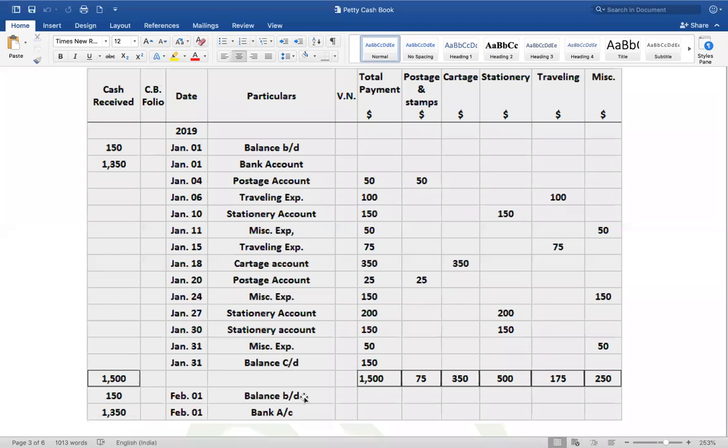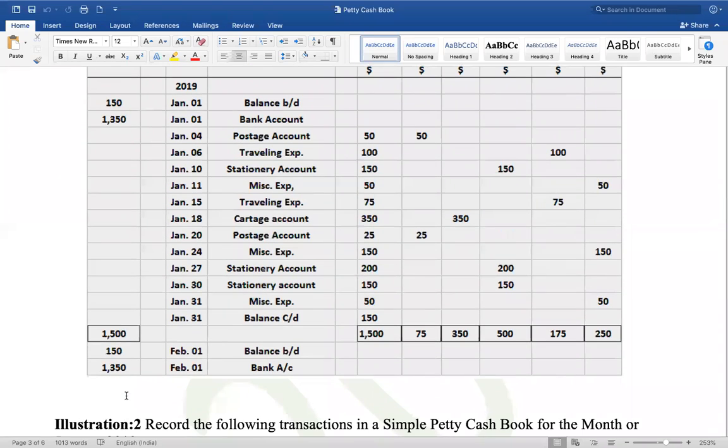If 250 is available here, how much more do you need to make it again 1500? 1250 is needed. So you will make a request to the main cashier for 1250. The main cashier gives a check of 1250 to the petty cashier again, and he deposits it in the bank and gets cash on February 1st. Now the total amount available to spend for the next accounting period is 1500 again, just as in the beginning of the previous month.